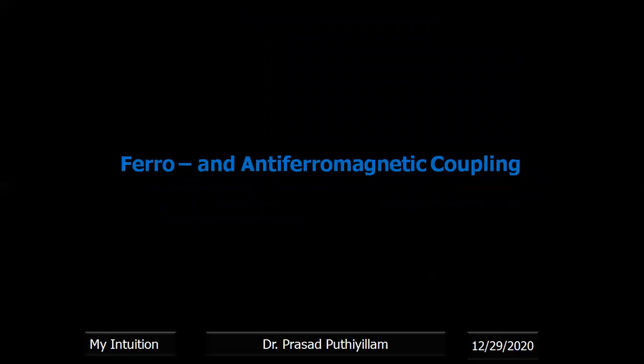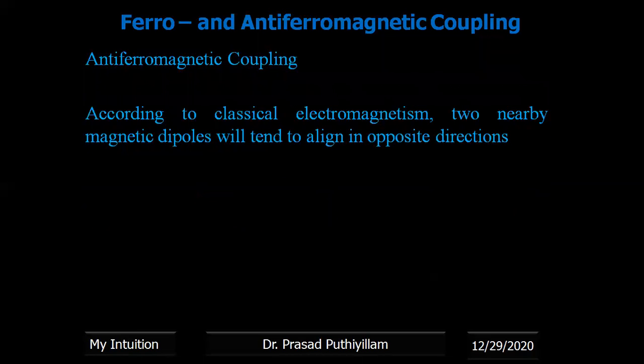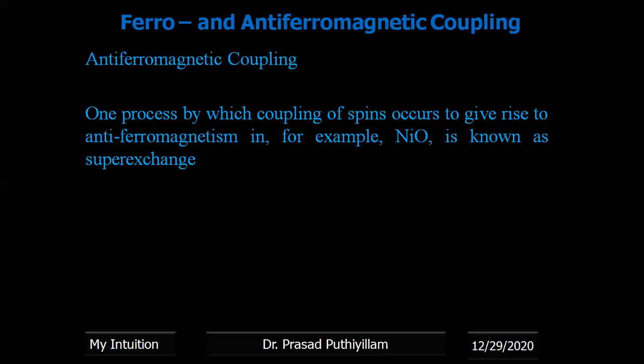Now, ferro and antiferromagnetic coupling. The spontaneous alignment of magnetic dipoles in a ferromagnetic or antiferromagnetic state is due to the positive energy of interaction between the neighboring spins, either in a parallel fashion or anti-parallel fashion. The origin of this coupling, or the cooperative interaction, can be explained only with quantum mechanical phenomena, not with classical phenomena. According to classical electromagnetism, two nearby magnetic dipoles will tend to align in opposite directions.